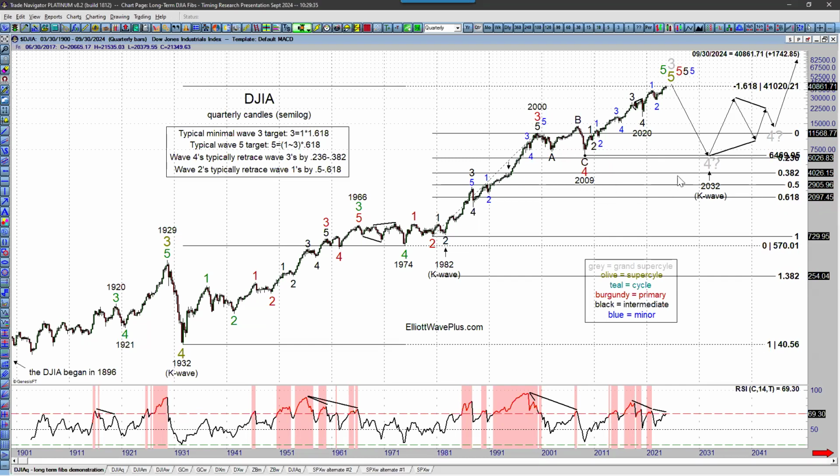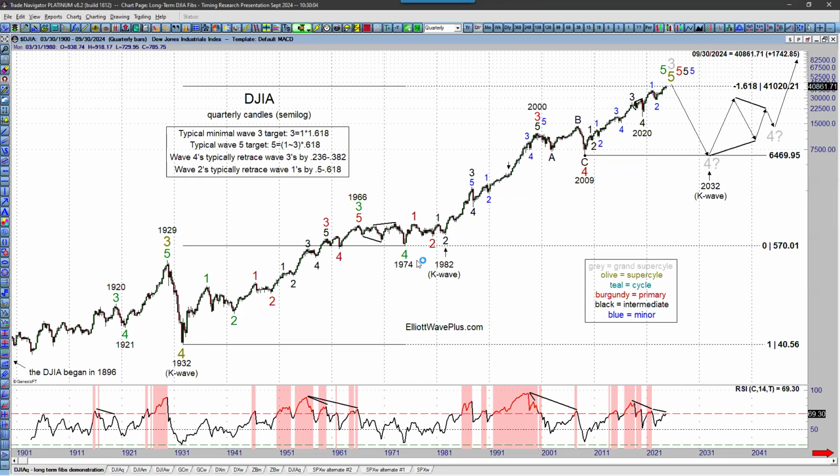Now, typically, you would look for a 0.382 retrace on a wave 4, but after that extended of a third wave, a massively extended third wave, you'd look for something a little more shallow, and the next Fibonacci retrace target for wave 4 is the 0.236. And you can see that price almost came down to that.